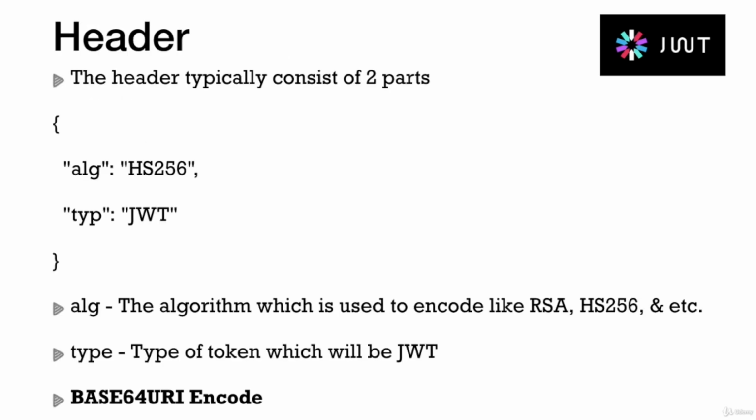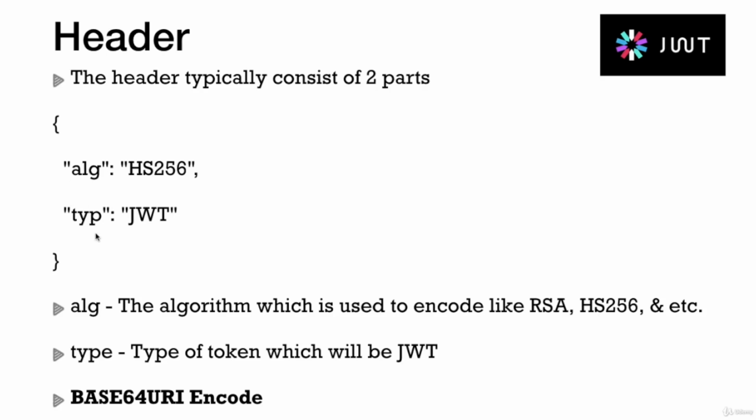The first part is the header, which consists of two parts, and it is a JSON object. It contains ALG, which is the algorithm. That means we need to tell the system which algorithm we have used to encode our header part and the string, the information we are exchanging. This algorithm might be RSA, HS256, HMAC, or any other algorithm.